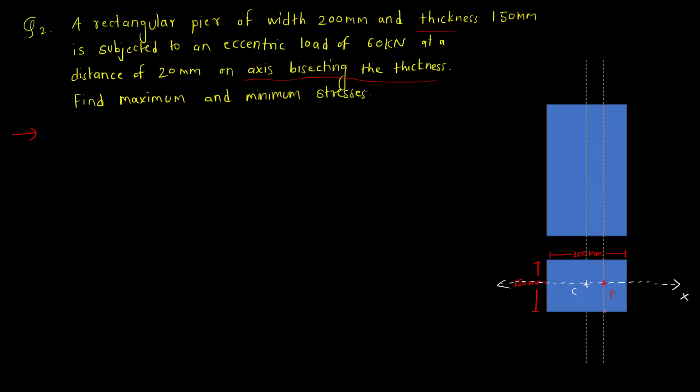So this is the location of the load. So if you draw it in the elevation, it will be present here. So this is the location of the point load. The value is 60 kN. Now what is this distance? This distance is the eccentricity and the value is 20 mm.